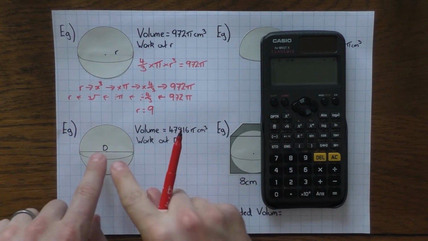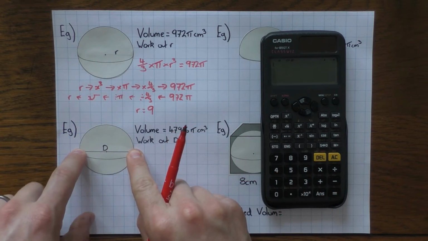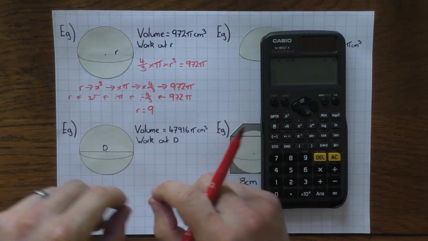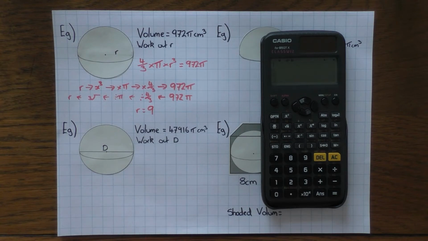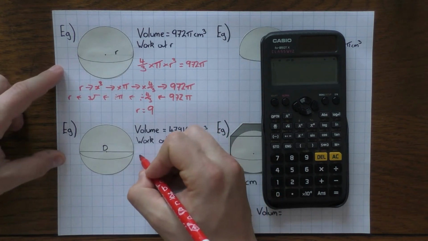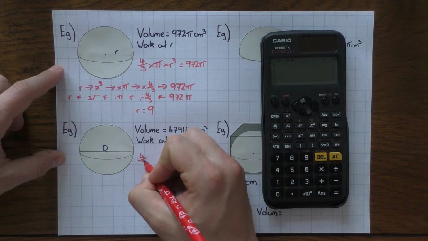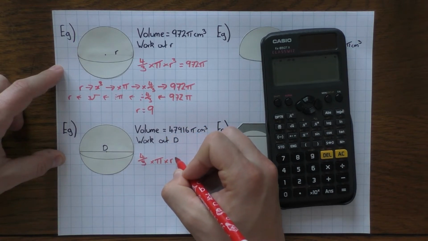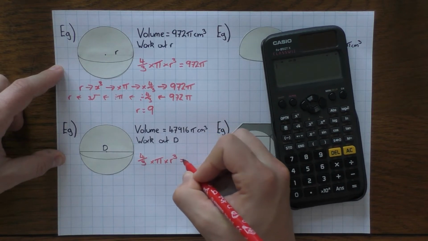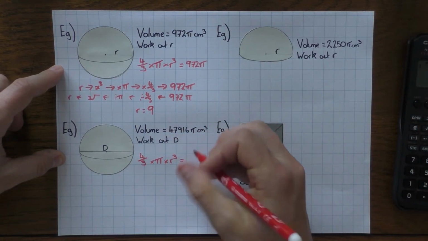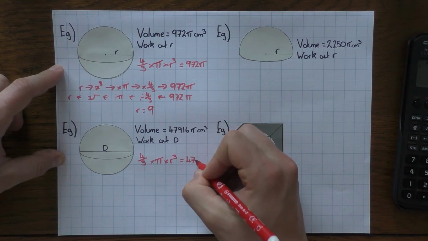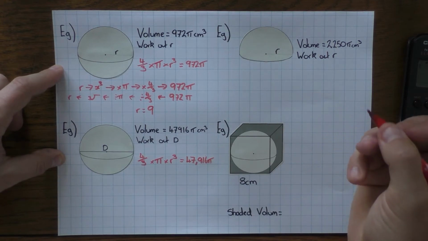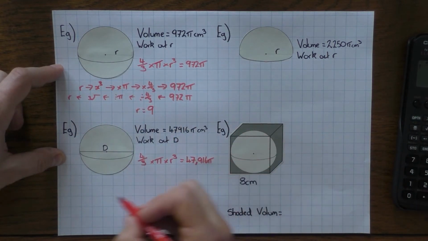So exactly the same thing, but this time I need to work out the diameter. Not a problem. We do exactly the same thing we did here to work out the radius, and then we just double it because we want the diameter. Okay, so let's do that then. Substitute in what we know. Well, we know we've got 4/3 times pi times by the radius cubed, and that equals the volume, which is here. So 47,916 pi, big number. Okay, flowchart it just like we did before.